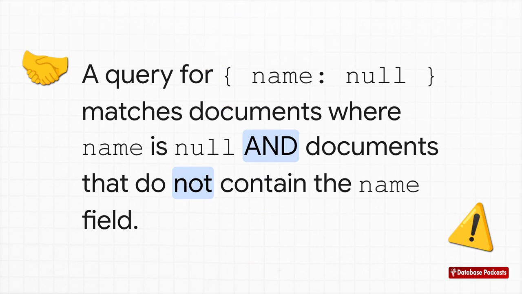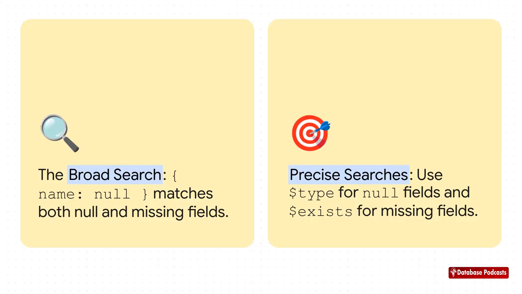So if you just run a simple query like name equals null, MongoDB kind of tries to be helpful, and it matches both scenarios. It'll find documents where the name field is actually null, and it'll find documents where that name field is completely missing. Now, that can be useful sometimes, but it can also be dangerously imprecise if you're not expecting it. So how do we get more precise? Let's put the broad search right next to our more targeted tools and see the difference.